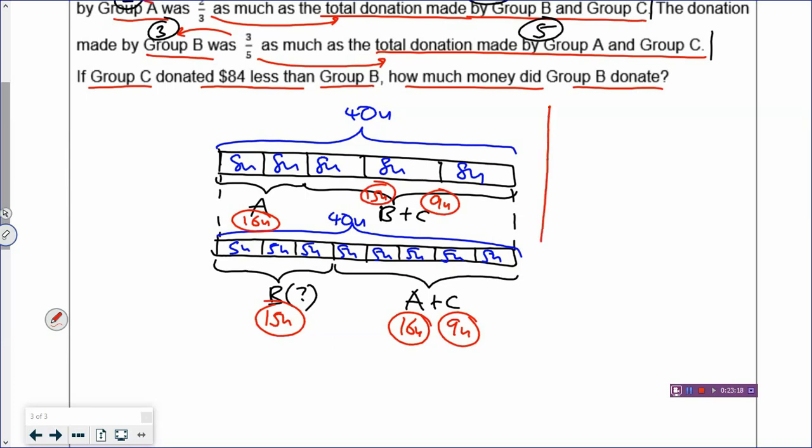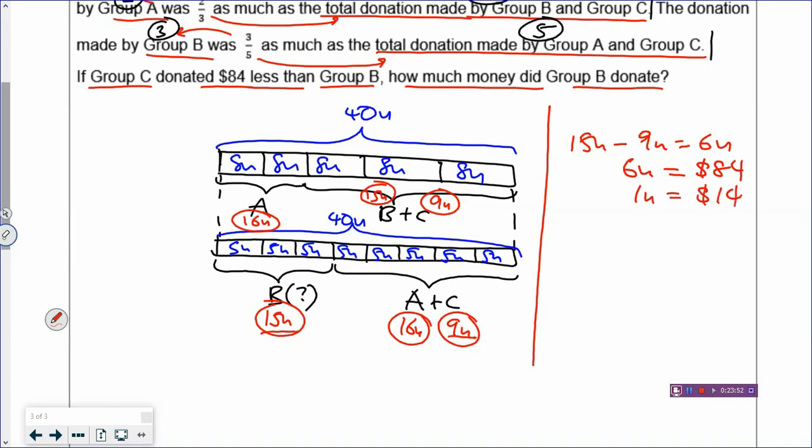Now we look at the problem to relate the model to the problem. Group C donated $84 less than group B. So let's look at B and C. Where is B? B is 15 units and C is 9 units. So you have 15 units minus 9 units, that would be 6 units lesser. So group C donated 6 units lesser, and the 6 units is $84. So what is 1 unit? 1 unit is $14, right?